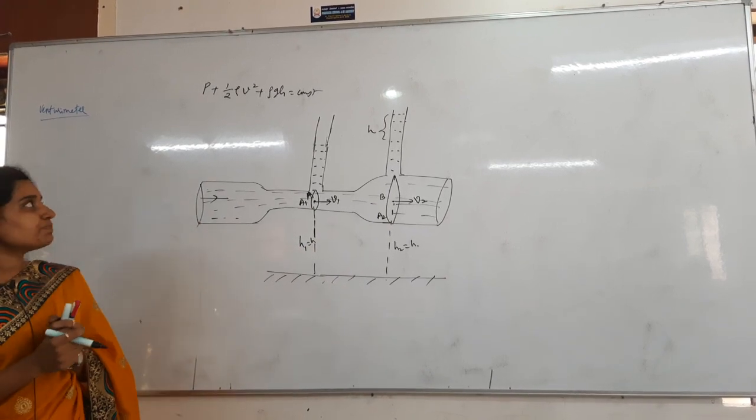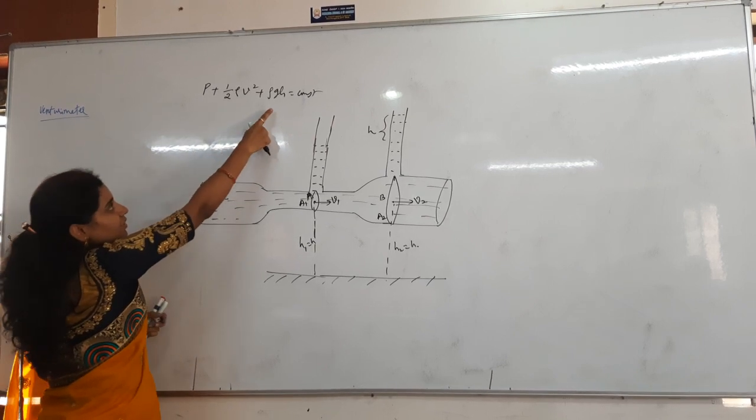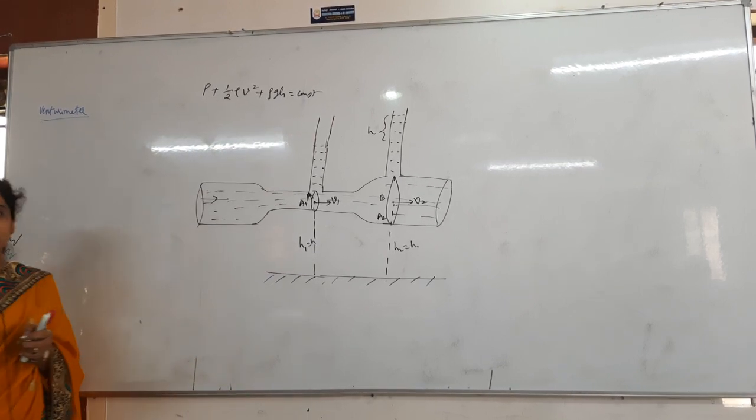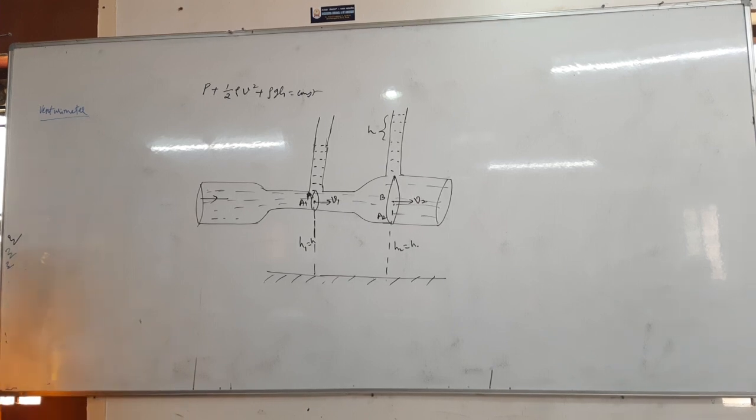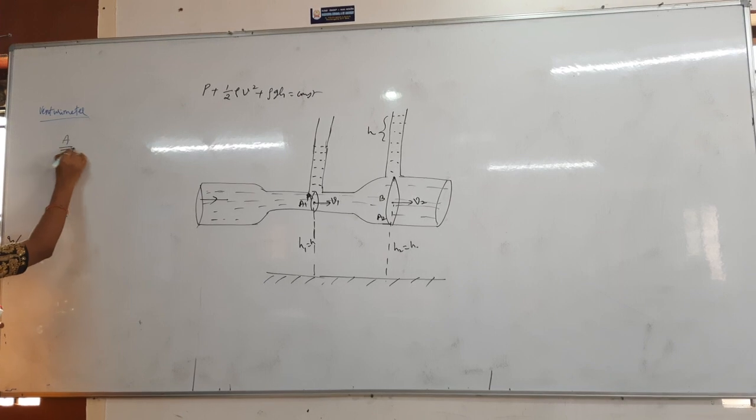As per Bernoulli's theorem, the pressure energy per volume, kinetic energy per volume and potential energy per volume is equal to a constant. If you write the equation for the initial and final cases, let me take A and B, you are applying Bernoulli's theorem.